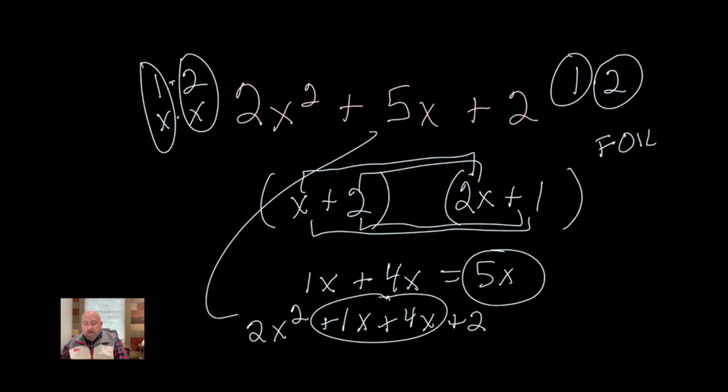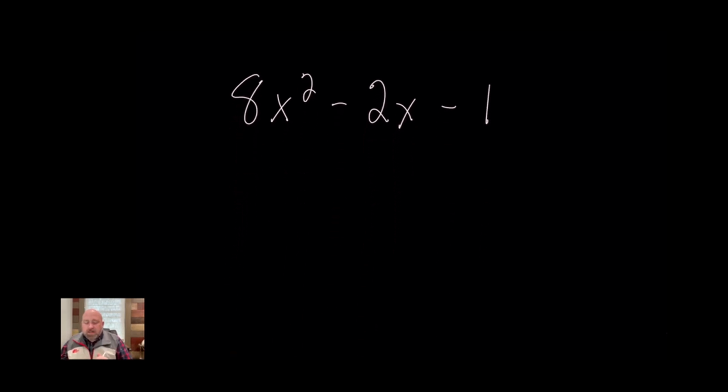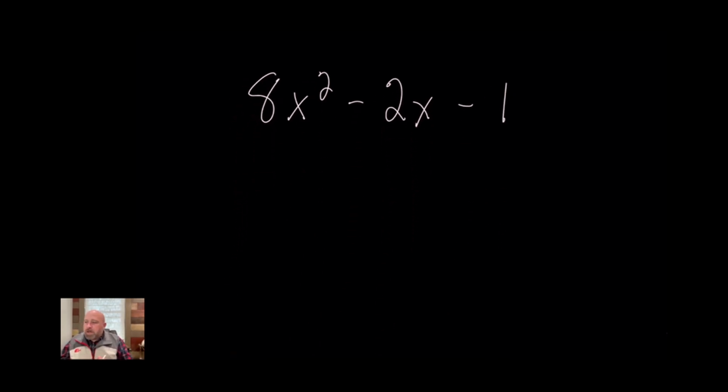Add that together, and we do indeed get 2x squared plus 5x plus 2. All right, next one here, 8x squared minus 2x minus 1. If you're wondering where I'm at, I am on page 234 still. I'm just doing the examples there in your book.